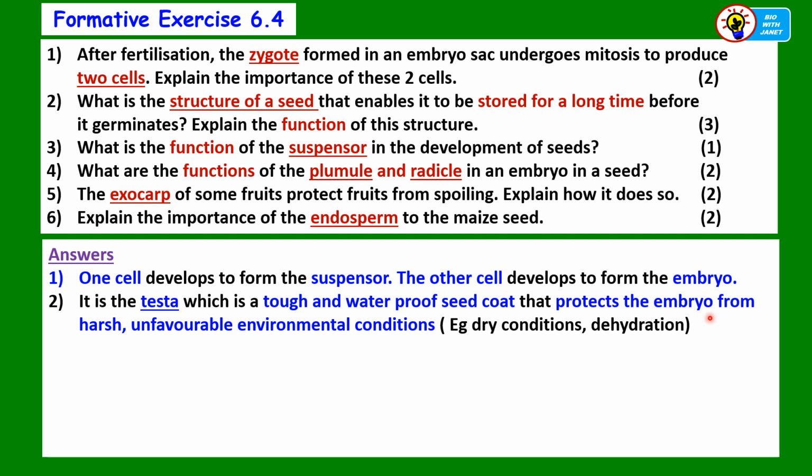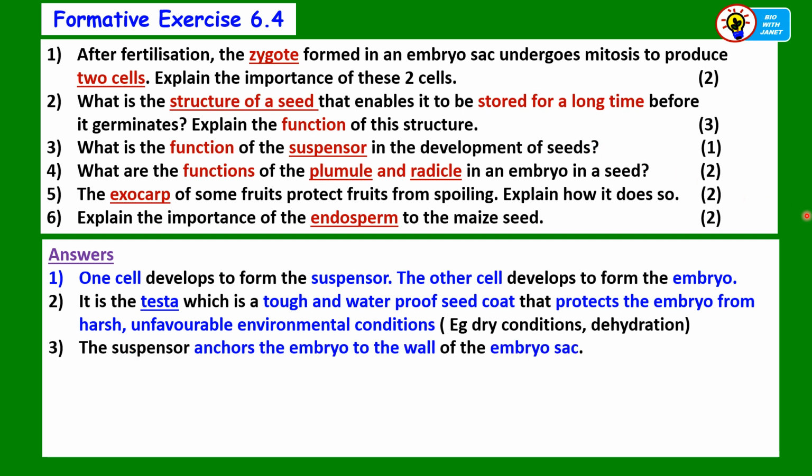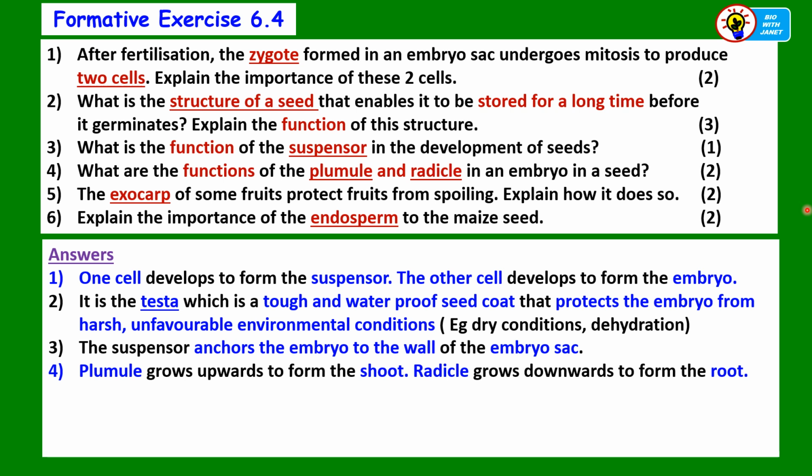Right, let's go on to the third question here. What is the function of the suspensor in the development of seeds? Right, so suspensor. The suspensor anchors the embryo to the wall of the embryo sac inside the ovule. What are the functions of the plumule and radicle in an embryo in a seed? That's number 4. Firstly, the plumule. Plumule grows upwards to form the young shoot. Now the radicle grows downwards to form the young root of the seedling.